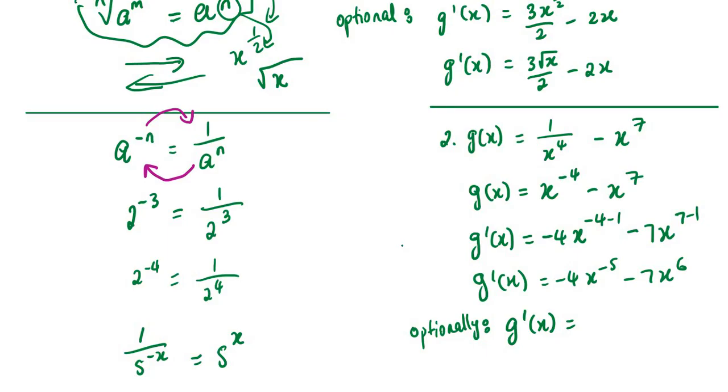Optionally, we can also write this as g prime of x is equal to, you don't have to say this times that, because you are not applying the rule. If you're applying the rules again, that will be the second derivative. So we're already done. But then you can write this with the positive exponent, meaning x to the power 5 and then minus 7x to the power 6. This is what you can also do.